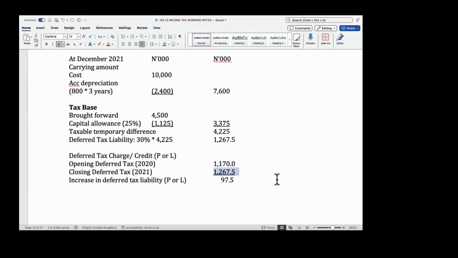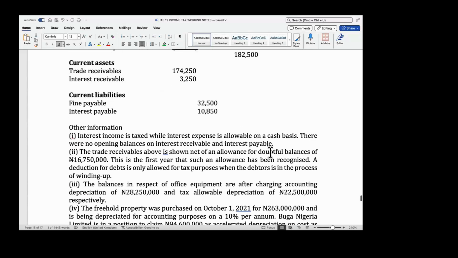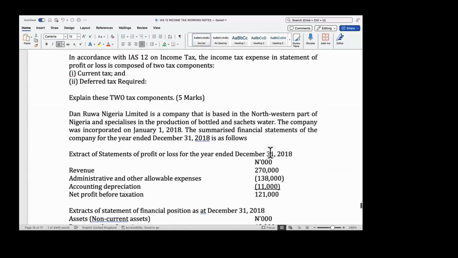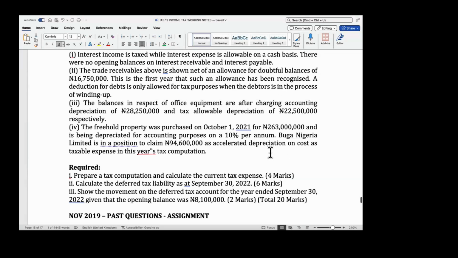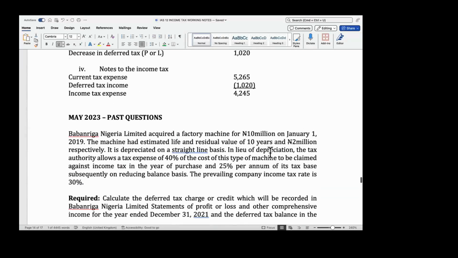Any other question? Okay, no, that's not the only one. There was a similar one also that we solved. Let me see. I think that's all.